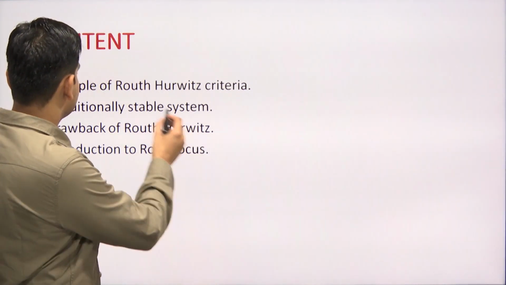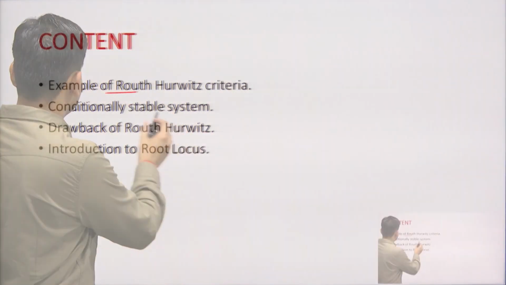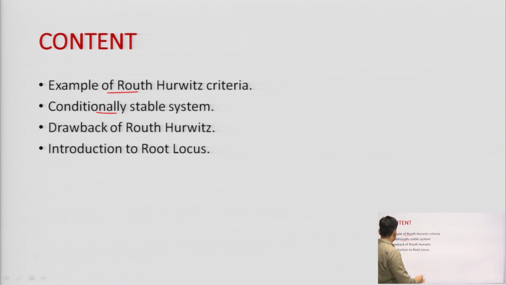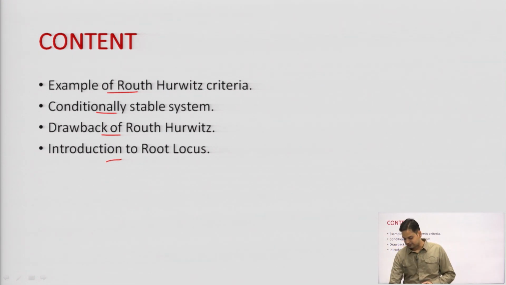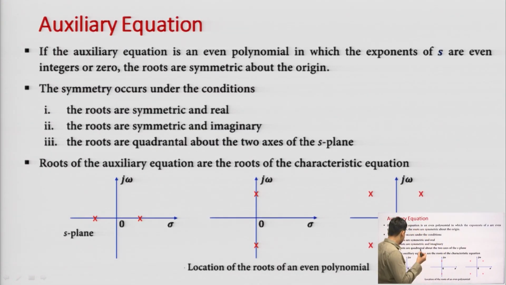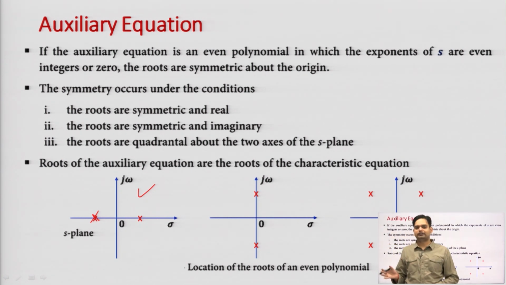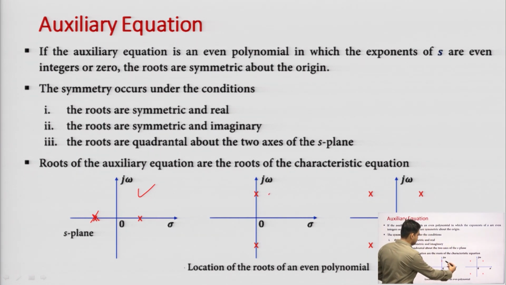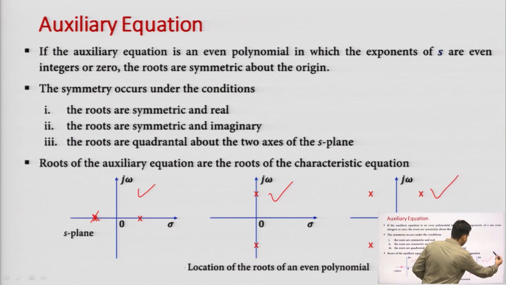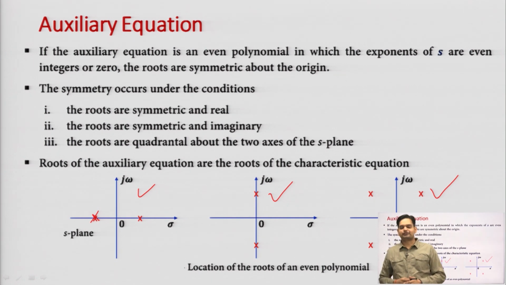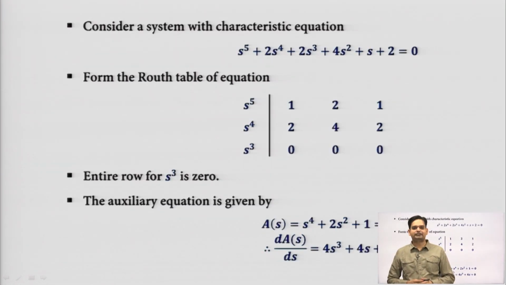In today's session we will discuss one more example of Routh Hurwitz criteria, then we will discuss the conditionally stable system, then the drawback of Routh Hurwitz, and then we will see the introduction to the root locus. The auxiliary equation that I already told you, whenever you solve it you will always get symmetric roots, just like here. These symmetric roots may lie on the real axis or on the imaginary axis, or you may get complex conjugate roots in case of auxiliary equations, right. This slide we had seen in the previous lecture.